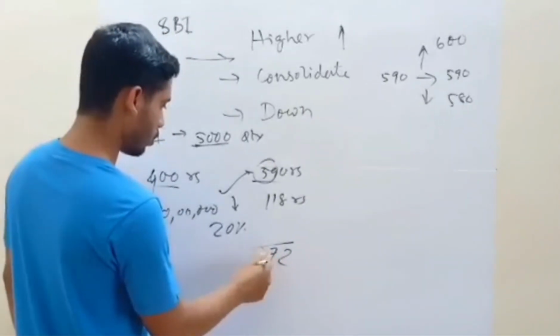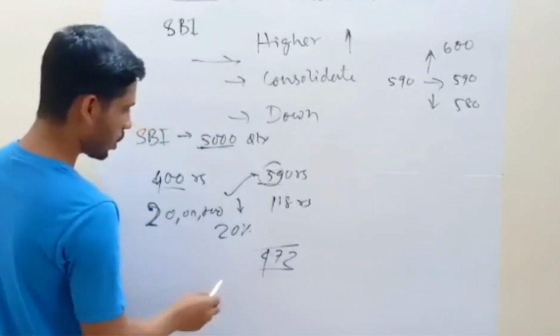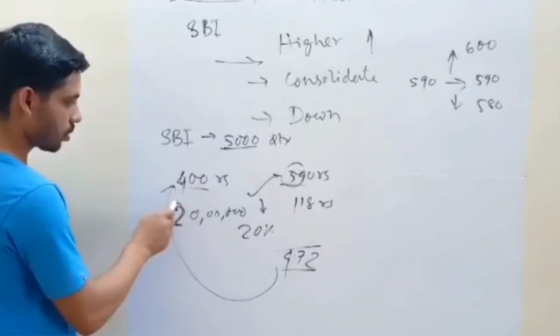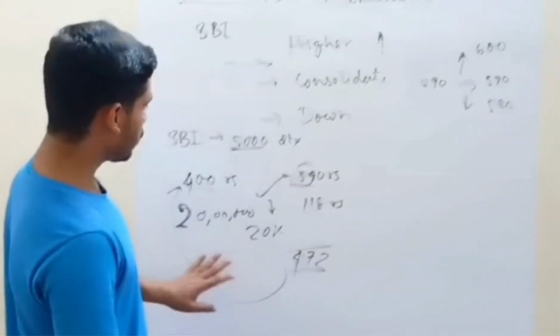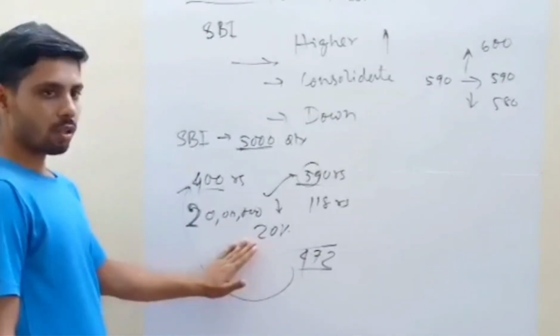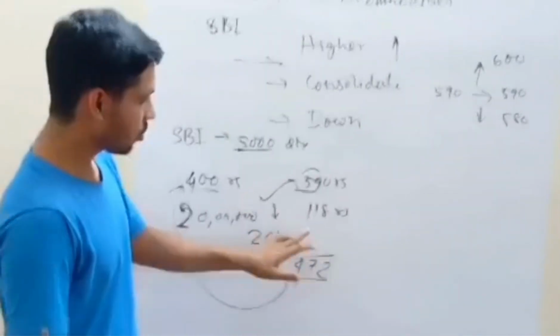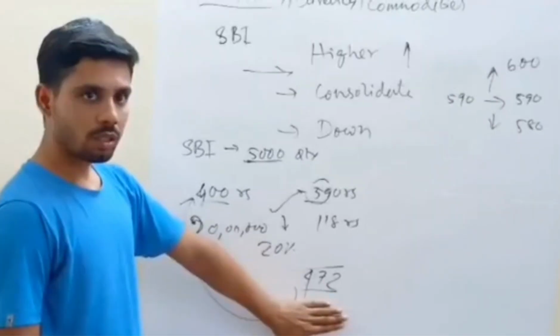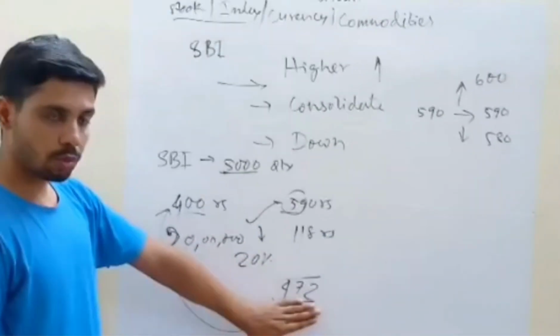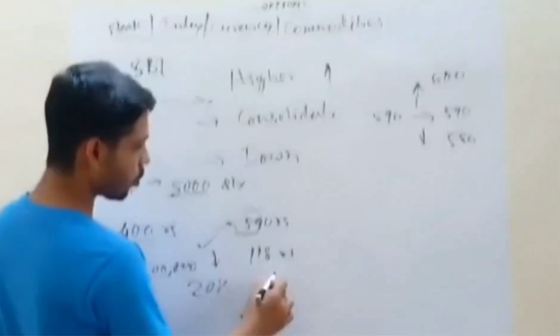That is 472, not 372. But this price is still higher than his purchase price. Correct? So the condition is that this particular person is expecting the SBI price to fall by 20% from the current market price of 590 rupees. So he is expecting the price to fall to 470 rupees. That is a 20% fall he is expecting within a time span of, for example, 1 month.